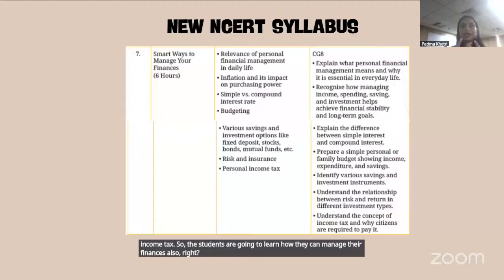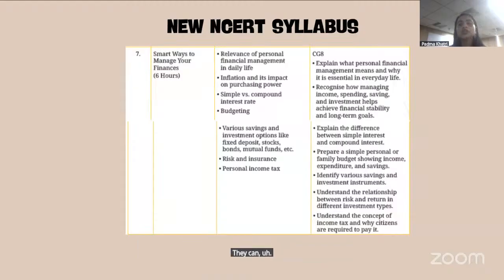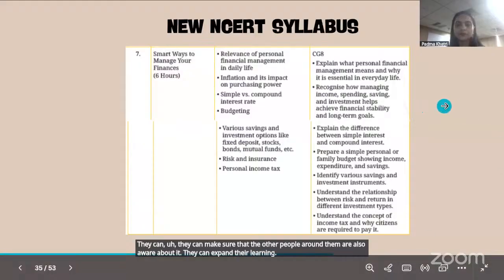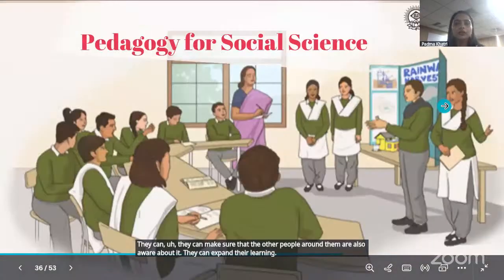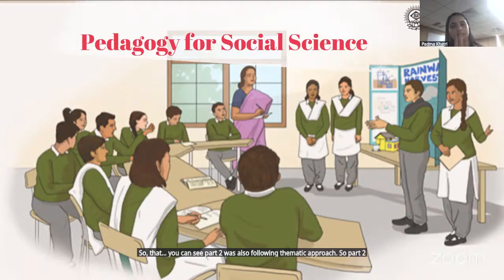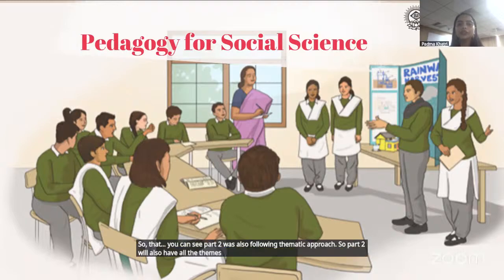And once they are aware about it, they can make sure that the other people around them are also aware about it. They can expand their learning. So you can see part 2 was also following the thematic approach. So part 2 will also have all the themes, and all the 4 disciplines will be included in one single book. Again, I'm saying class 9 will have 2 books, part 1 and part 2.